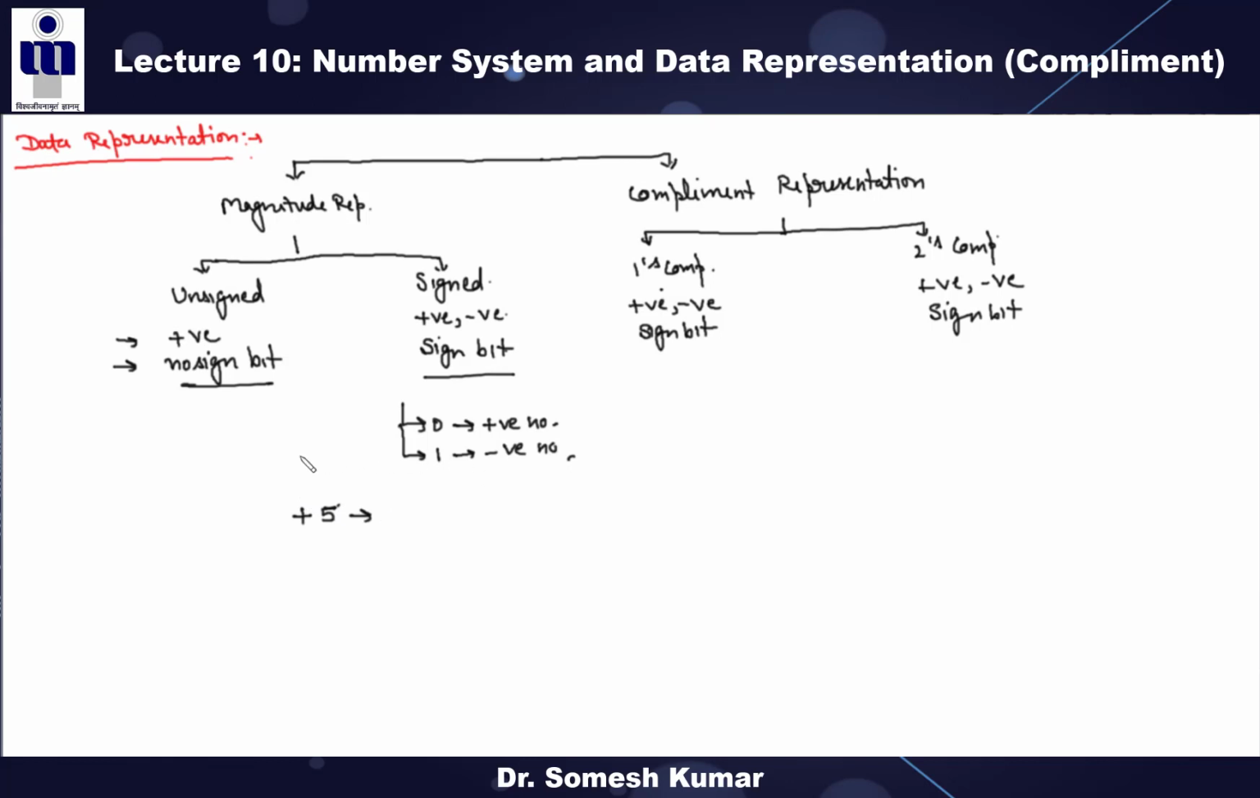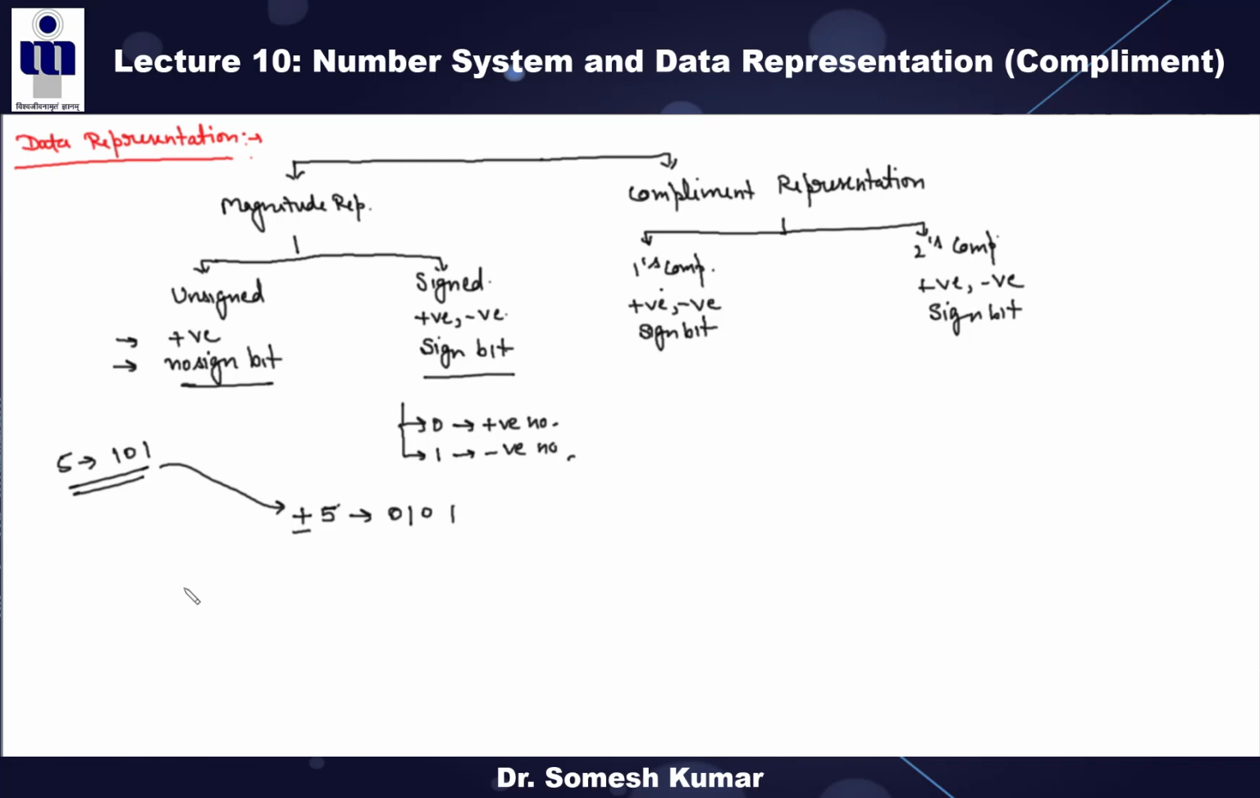Okay, for example, with the unsigned representation, there is a number 5. How can you represent 5? 101, right? But if I say represent plus 5, then how can you represent it? You have to add one extra bit at the MSB. This means it is a positive number, so you add a 0 and write 0101, right?